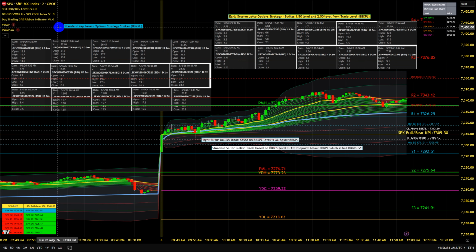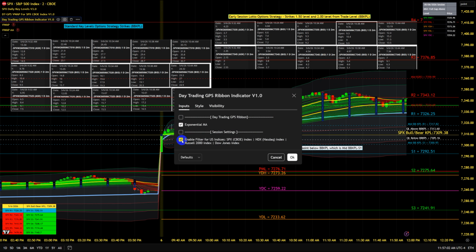Also, our Day Trading GPS ribbon indicator is different in that it does provide a filter for US indices. On this particular indicator, you have a filter that can be enabled for US indices. It works not only on the SPX CBOE, but also the XSP mini index, as well as the NASDAQ index, Russell 2000 index, and Dow Jones index. So it can also work for people that like to trade options on the other indices, either the NASDAQ, the Russell 2000, or the Dow Jones.